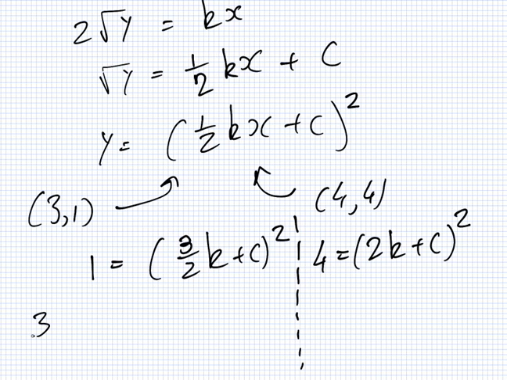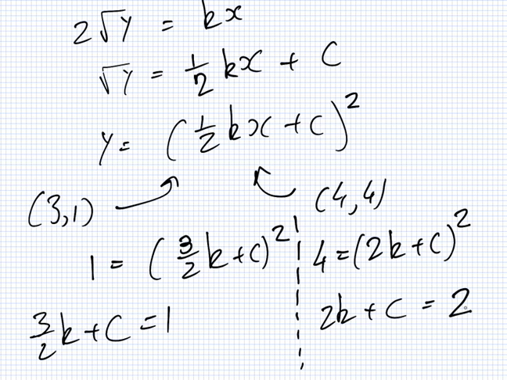So I get 3 over 2 k plus c should equal 1. If I square root this, I get 2k plus c equals 2. Now I know there's plus and minus questions here, but if you remember the last time I did this one, I said we don't really need to worry about the minus one because when we look at our two coordinates, they're both positive. So I think the minus answers just represent the curve except upside down.